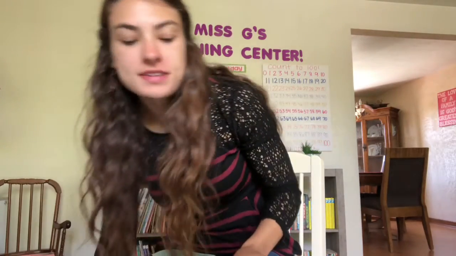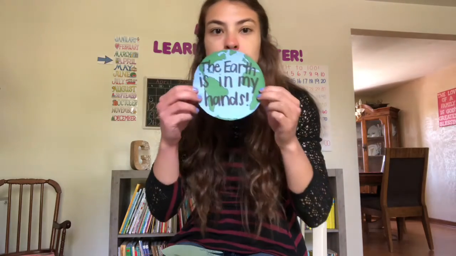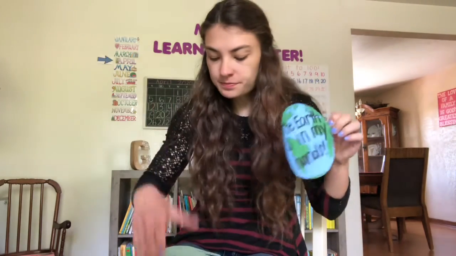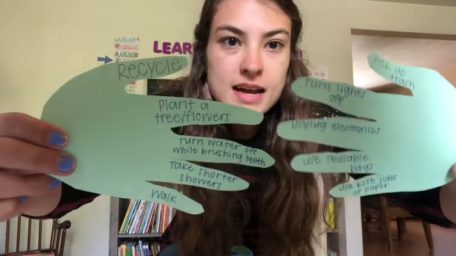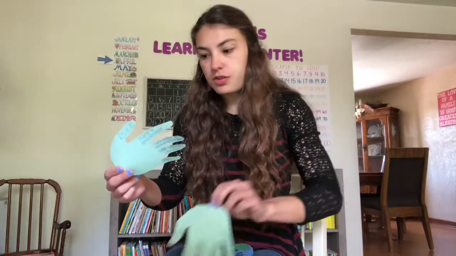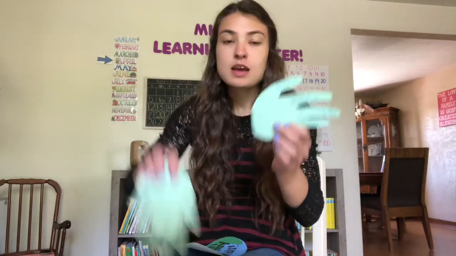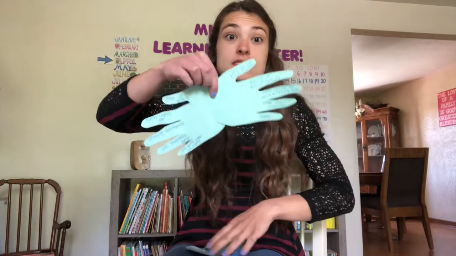Okay guys, so I am back with my craft. So the first thing that we have is our picture of the earth with the words "The earth is in my hands" written on it. Then you should have your two hands with one idea on each finger. So you have 10 different ideas on how you could save the earth. Now we are going to put the earth right in the palms of our hands because, like I said before, the earth is in our hands.